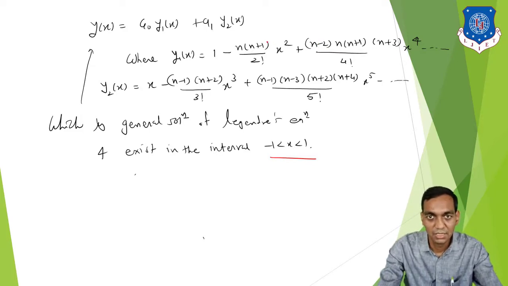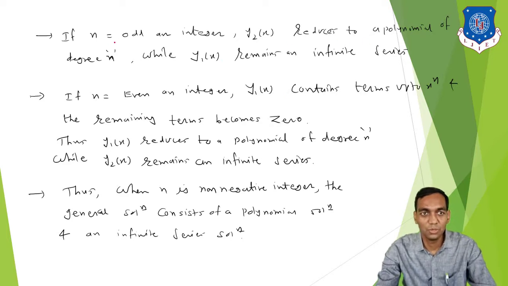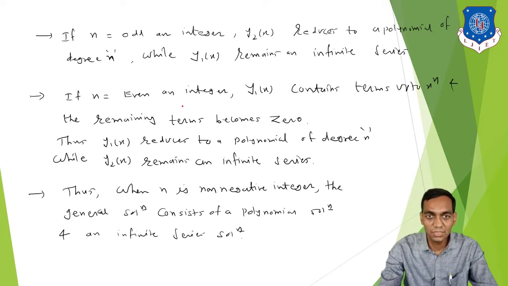In that case, there is a gap of 2 from n to n minus 2, n minus 4, n minus 6 and so on. In the same manner here also it is a gap of 2. But if you have an even number, in that case this is going to be a polynomial. And if you have an odd number, then this is going to be a polynomial. Okay. So y2 is reducing to the polynomial for an odd number and y1 is reducing to the polynomial in the case of an even integer.